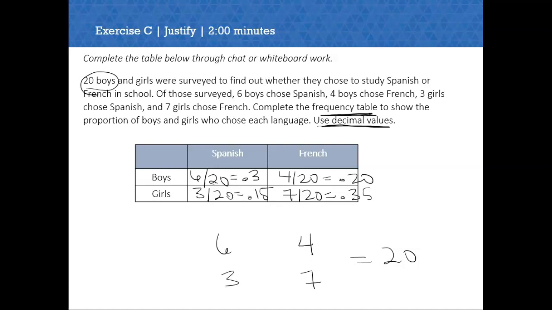And if we added up these percentages, or excuse me, these decimals, we would get a total of 1. And if we did these in percents, that's all they asked us to do, but if we converted these to percents, we would find that would equal 100%. So that's another easy check to make sure your table is accurate.